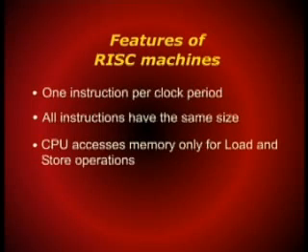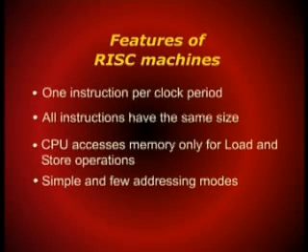CPU accesses memory only for load and store operations. It is simple and has few addressing modes. The most important feature in RISC design is one instruction per clock cycle. By using speed-up techniques like pipelining, program throughput can be made even better than this, even though the execution time of individual instructions may be longer.